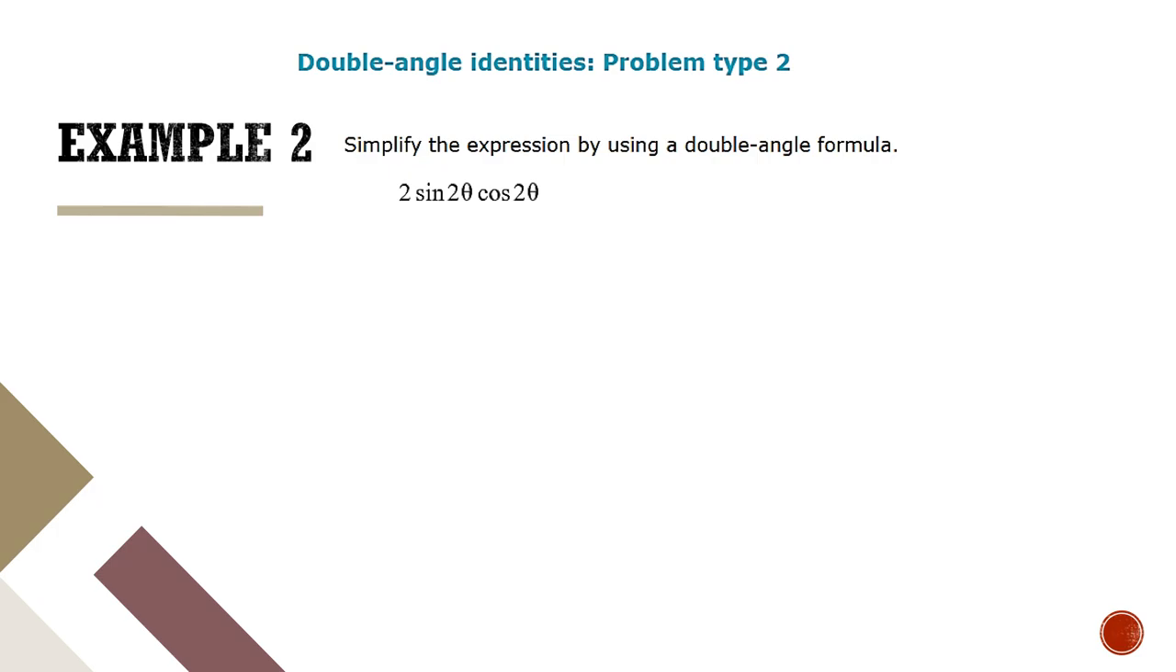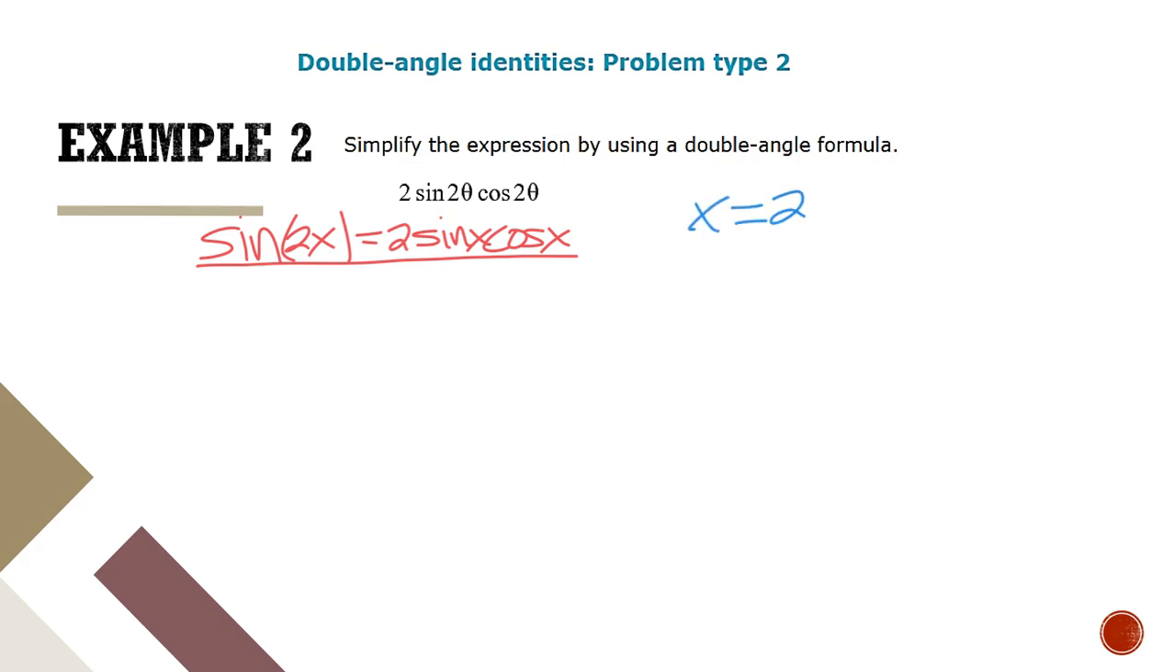So let's look at example 2. We're going to simplify the expression by using a double angle formula. Notice that this is sine of 2 theta, cosine of 2 theta, times 2. So it mimics that formula here. So remember, it's 2 sine of x, cosine of x. In this case, notice that x happens to be equal to 2 theta. That is the biggest part here, is notice that x is 2 theta.